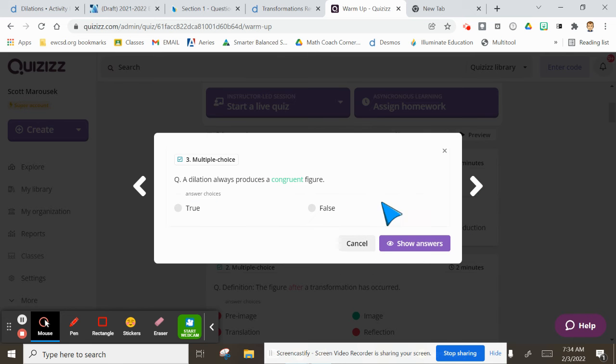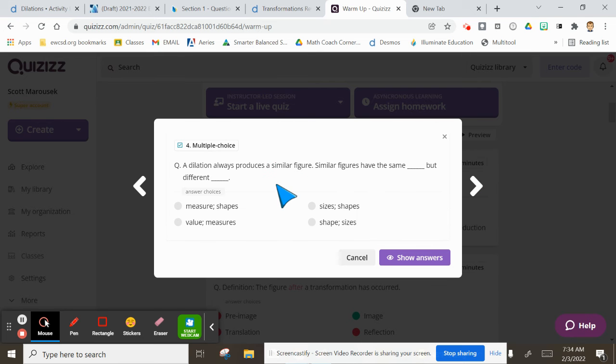All right? Does a dilation always produce a congruent figure? What does congruent mean? Congruent means the same, the exact same, okay? It does not. A dilation does not. A dilation never produces a congruent figure. Are they the same size? They're not the same size. They're the same shape, but not the same size, okay? Dilations change the size. So make sure you know that.